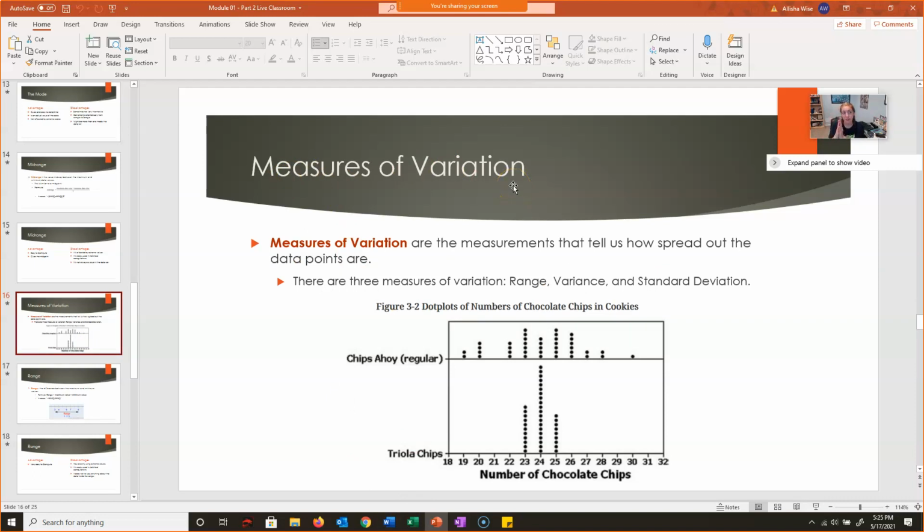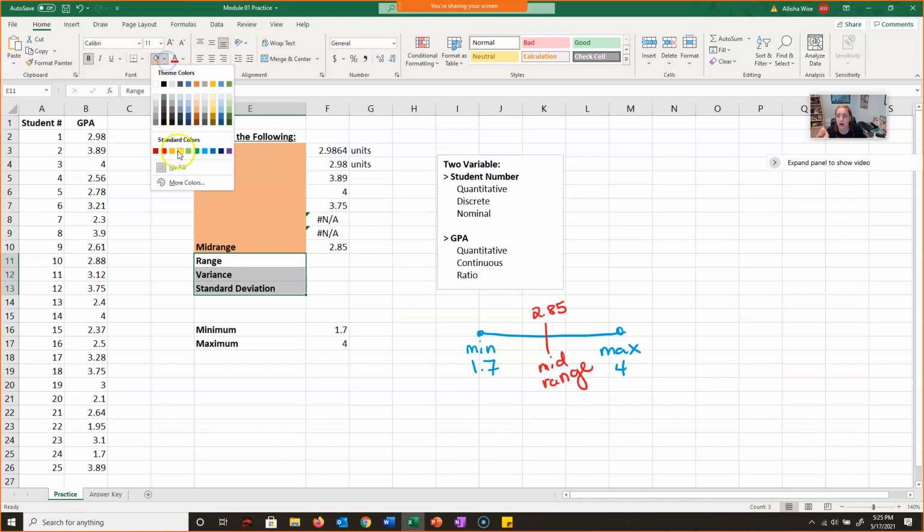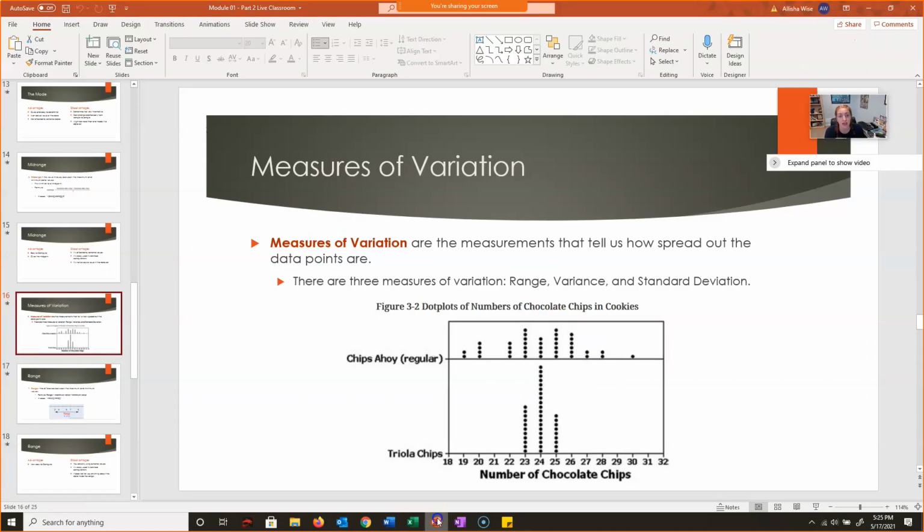So we talked about the center, right? Measures of center: mean, median, mode, mid-range. What about the measures of variation? The rest of the data tells us how spread out that data is. Is it really spread out or is it really clustered together? We want to know. So there are 3 measures of variation: range, variance, and standard deviation. They all tell us how spread out the data is.